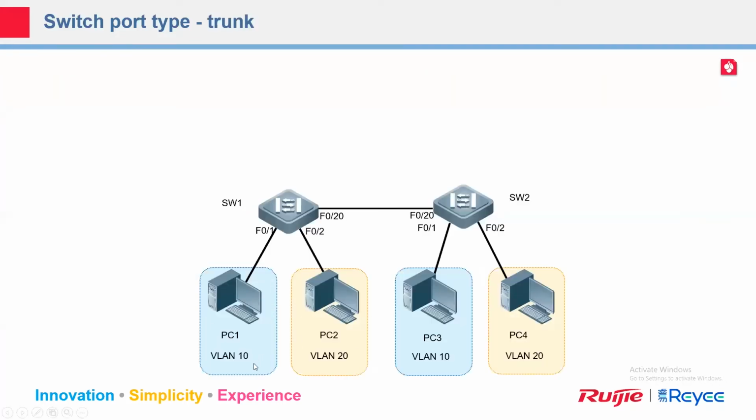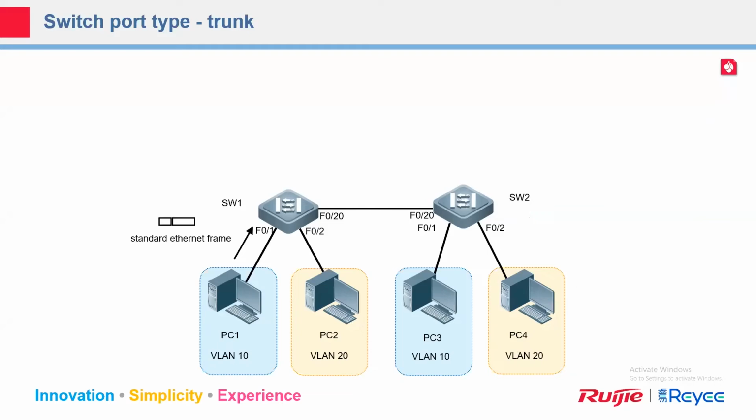PC1 and PC3 are within VLAN 10, PC2 and PC4 are in VLAN 20, and between them we have multiple switches. So there is a question: if we only have access VLAN, is it enough to forward the traffic within the same VLAN or not? Is the access interface enough or not?